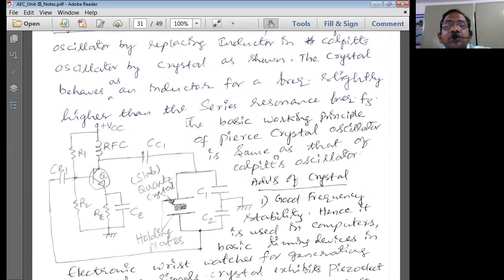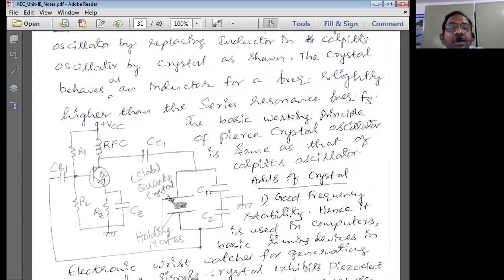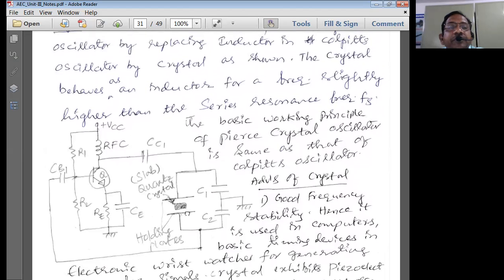So here we are going to form a crystal oscillator by replacing the inductor in a Colpitts oscillator by a quartz crystal, as shown in this figure. Everything is going to be the same. No change in the circuit diagram except the crystal in place of the inductor and RFC in place of resistor. But most importantly, the name has been given because of the crystal in the feedback circuit.